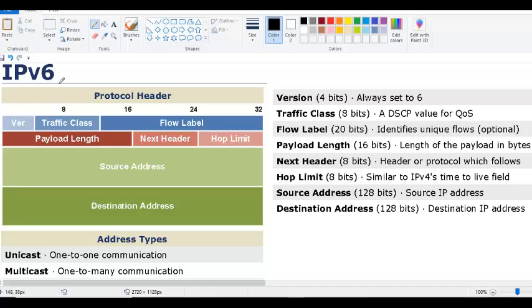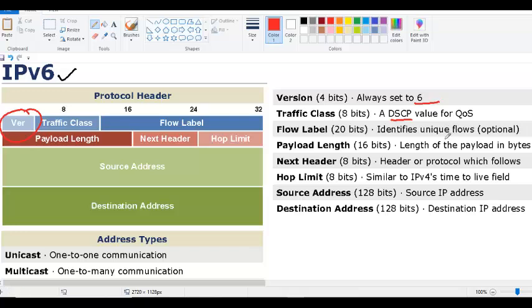This IPv6 header is a simplified header. We spoke about this earlier. Now this version field will always be 6 because it is IPv6. And the traffic class, which is also known as DSCP values, is for marking.